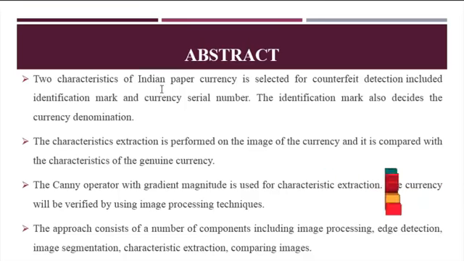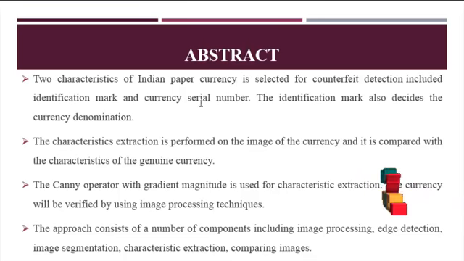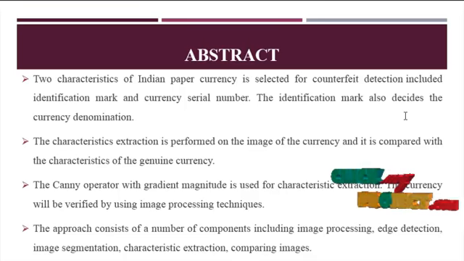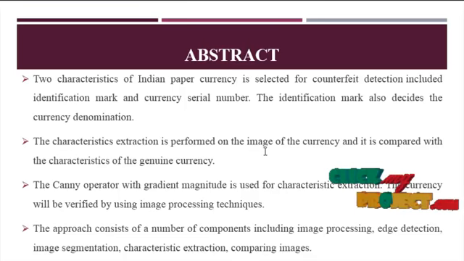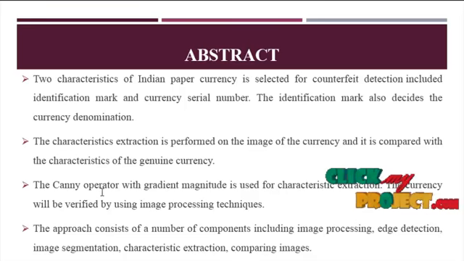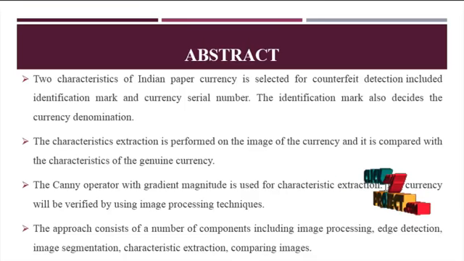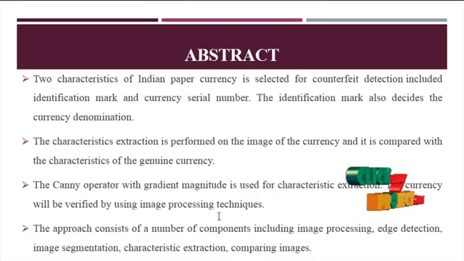Two characteristics of Indian paper currency are selected for counterfeit detection, including an identification mark and the currency series number. The identification mark also decides the currency denomination. The characteristics extraction is performed on the image of the currency and it is compared with the characteristics of the genuine currency. The Canny operator with a gradient magnitude is used for characteristics extraction. The currency will be verified by using image processing techniques.